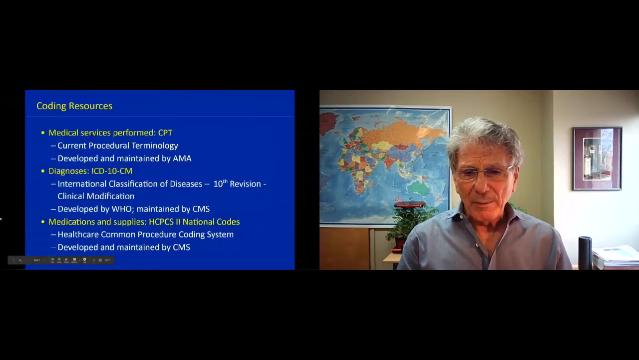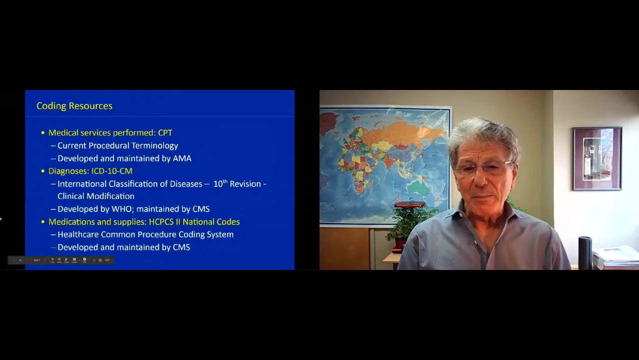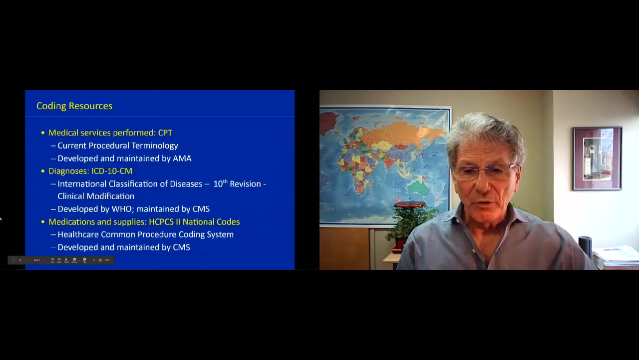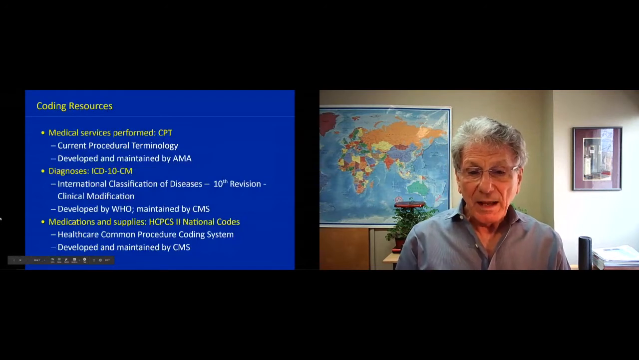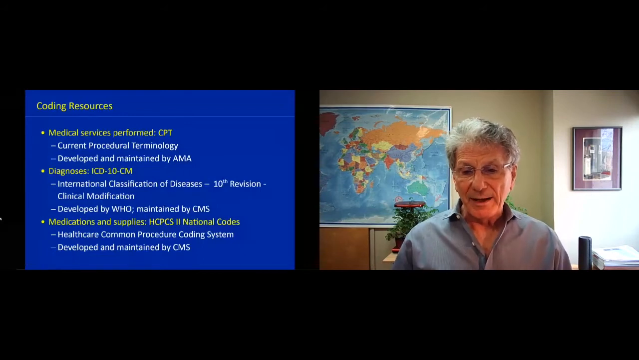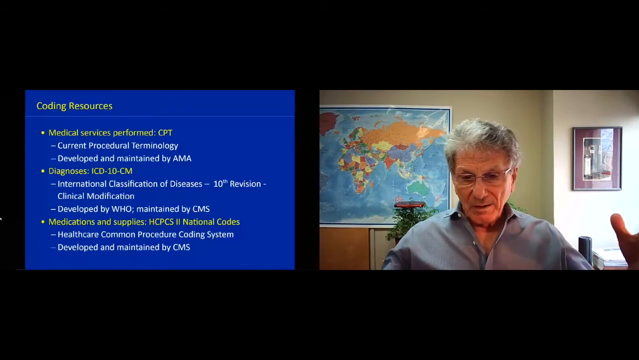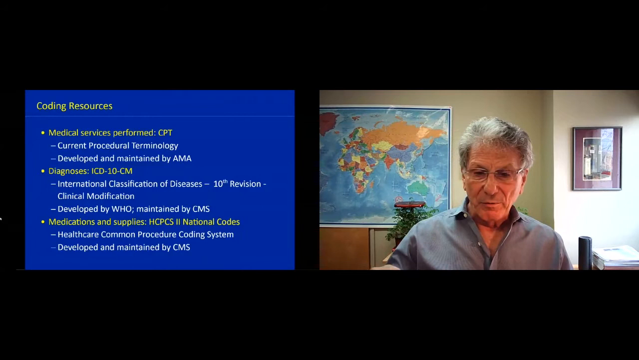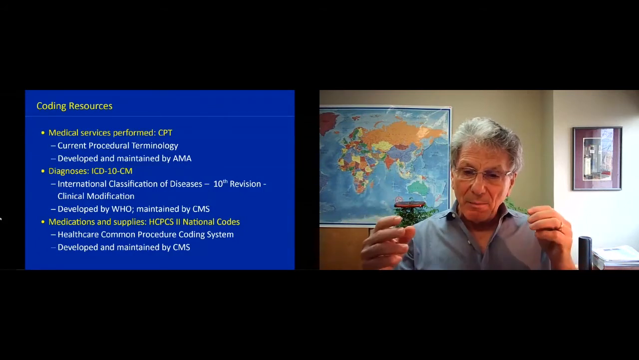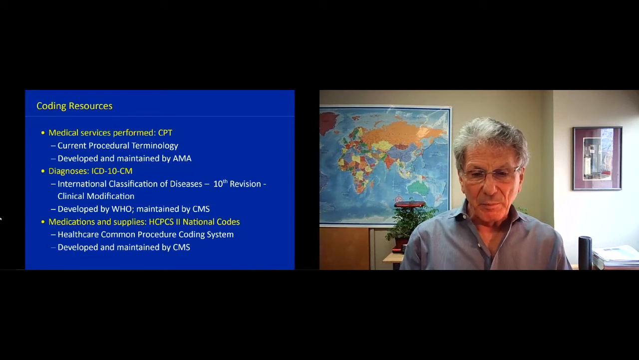Okay, this just has a little bit more detail about where these code books come from. So the medical services you perform come out of the CPT book, which stands for Current Procedural Terminology. That's developed and maintained by the American Medical Association. Next are the diagnoses, the International Classification of Diseases. That is developed by the World Health Organization, but in the United States, it's maintained by the Centers for Medicare and Medicaid Services, the national office in Health and Human Services that is responsible for the federal Medicare program and paying for state Medicaid programs.